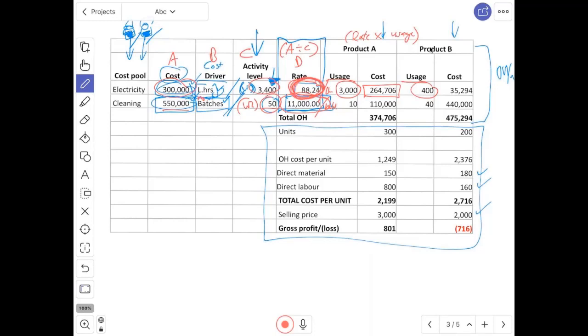35,000. And then the same for batches. Cost is on 10 batches times 50. So, times 11,000. Rate times usage, and the 110,000 rand. And B is 40 batches times the rate per batch, 440. So now we've got our total overheads if we add the two. And if you add the overheads, you should get back to 850,000. Otherwise, you've left something out.